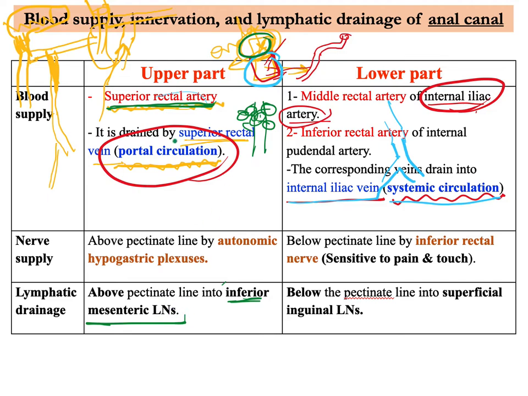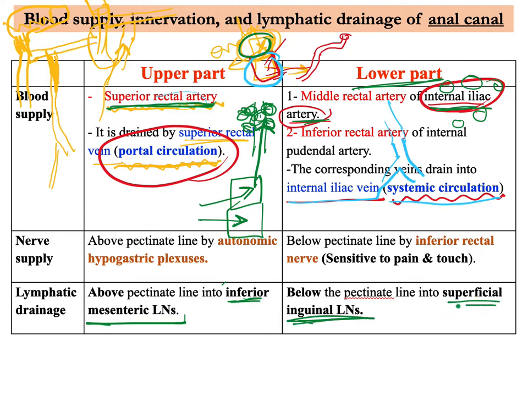That means the lymphatic drainage from the upper half of the anal canal will be through the lymphatic drainage known as the inferior mesenteric lymph nodes. Now, the lower half of the anal canal drains into the superficial inguinal lymph nodes. That means completely outside and different, right?